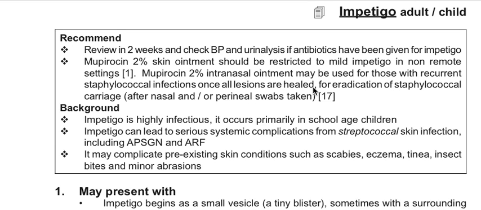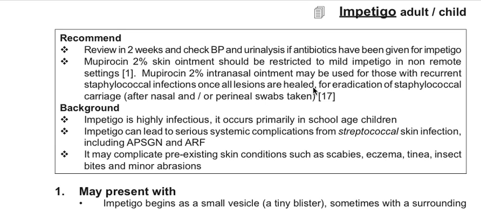Mupirocin 2% skin ointment should be restricted to mild impetigo. In non-remote settings, mupirocin intranasal ointment may be used for those with recurrent staph infections, essentially for eradication of staph, but you want to do nasal and perineal swabs before that, I guess.